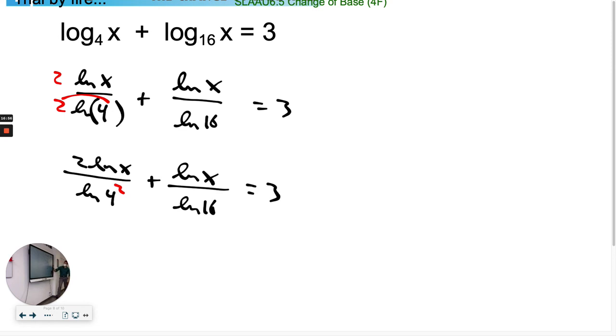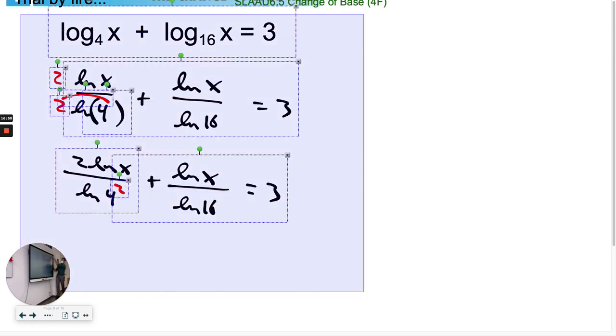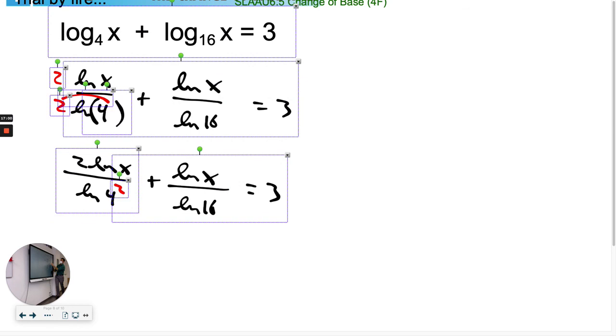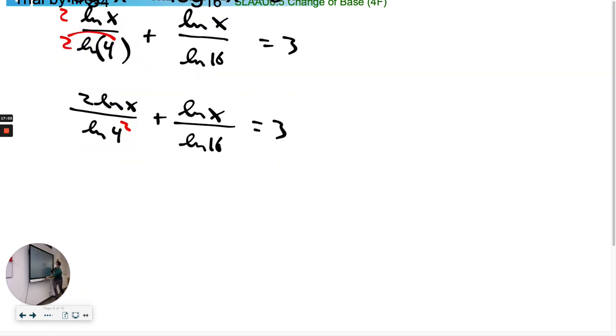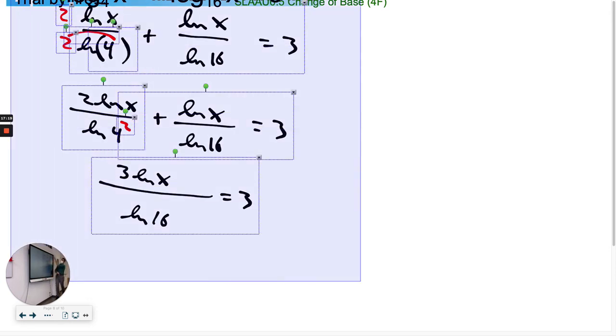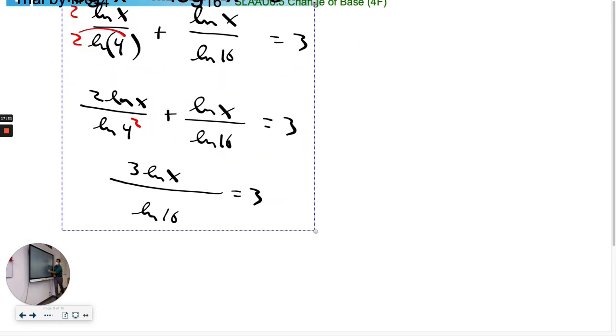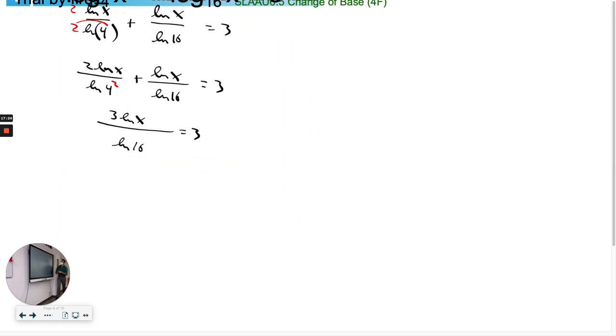What's nice about that is that's 16. We can crush them into just one log in the denominator. Natural log 16. I've got 3 natural log x's up top. Please don't kick the 16 out yet. Actually, even easier, divide both sides by 3.